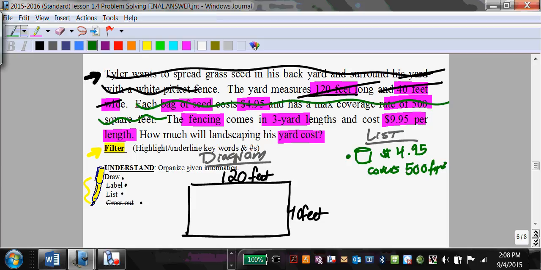Then we have fencing. So I got fencing going on here. Fencing, and it comes in 3 yards length. Always kind of make a visual of stuff. Don't just write it down. Make a visual. Geometry is a visual math. So I have fence, little fence length, and it's 3 yards. And it costs how much? $9.95. Yep. Cross it out.